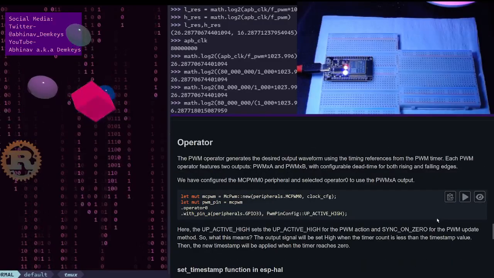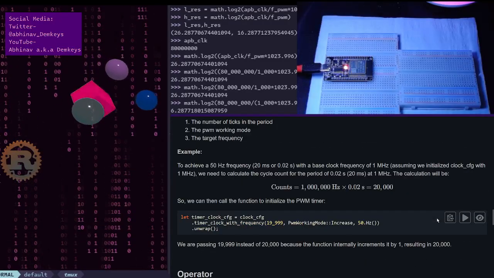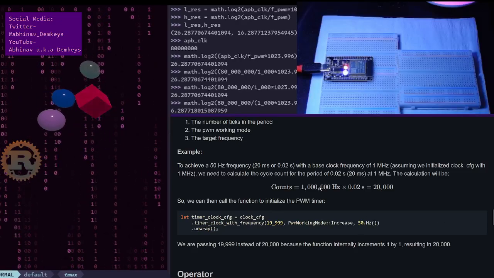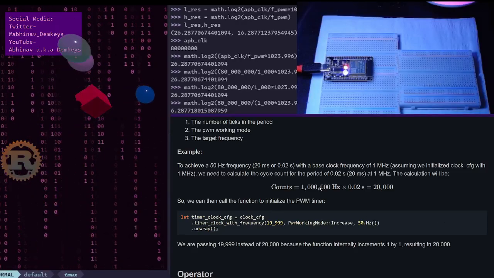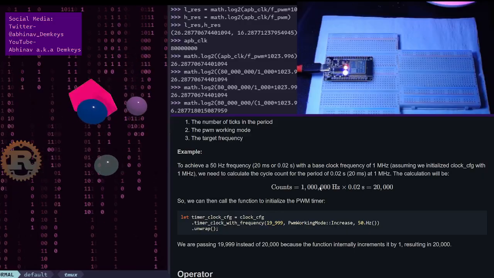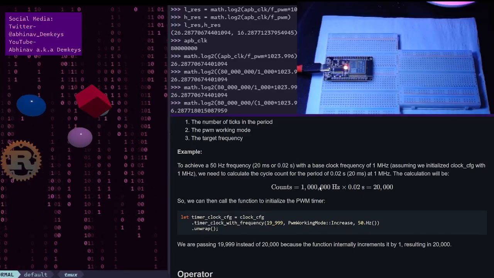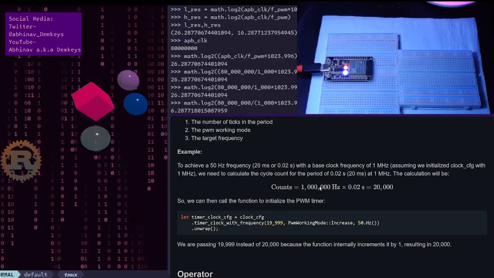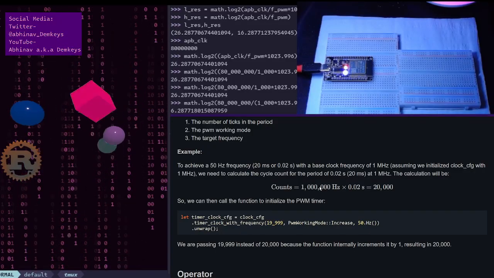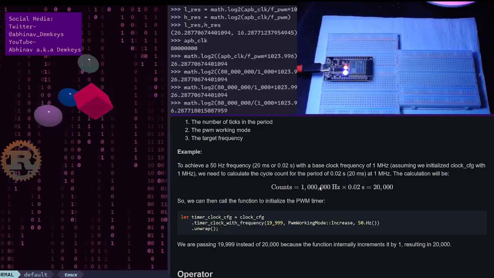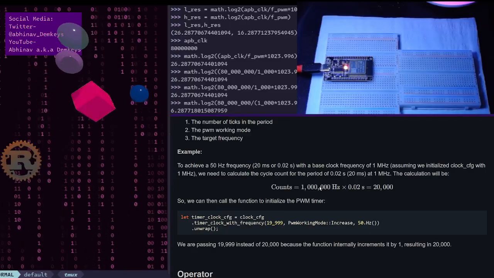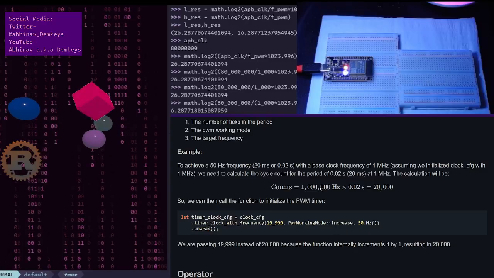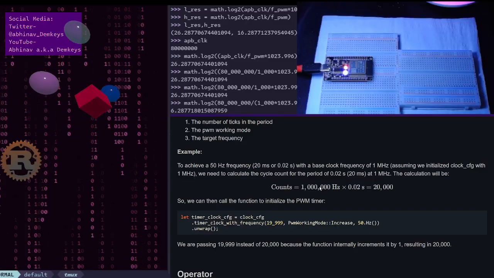I don't remember what the frequency was here. One megahertz. Okay. So, to achieve a 50 hertz frequency, that's 20 milliseconds or 0.02 seconds with a base clock of so and so. We need to calculate the cycle count for the period of 0.02.